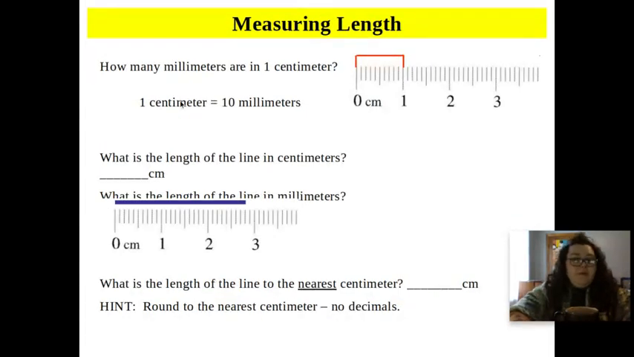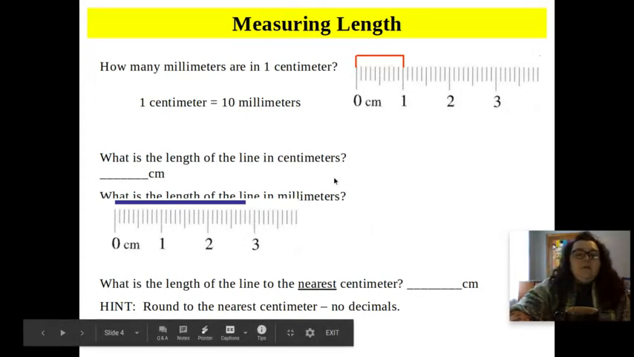So here's just another little thing. I've already said this, 1 centimeter is 10 millimeters. So if we go to measure this little image here, this line, 1, 2, and then it's not quite to the 3, so that's going to be 2.1, 2.2, 2.3, 2.4, 2.5, 2.6, 2.7, 2.8. So we know that this line is 2.8 centimeters. And now if we go to millimeters, if it's 2.8 centimeters, that means that there's going to be 28 of these little lines. Therefore, it's going to be 28 millimeters.